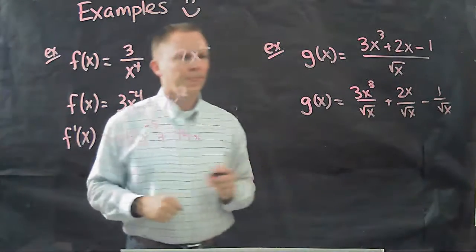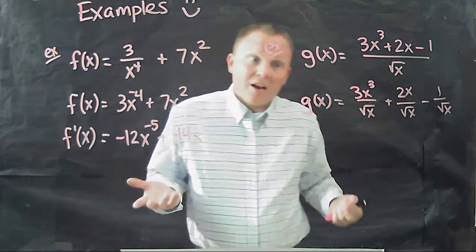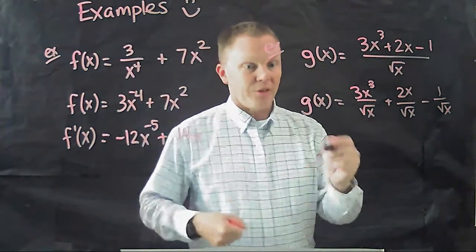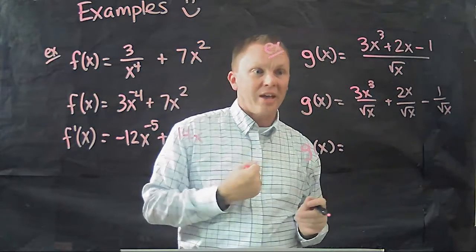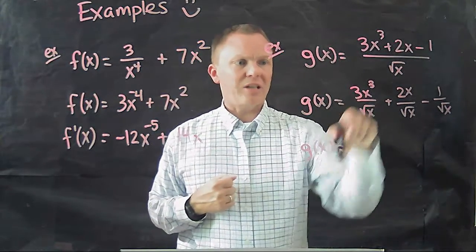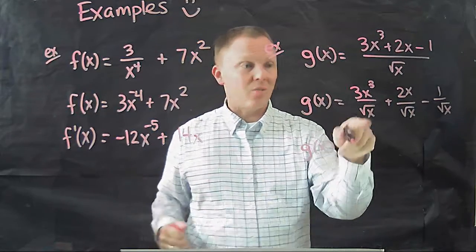Okay? So I've broken that into 3 separate fractions. And now we've got an algebra problem. We've got to deal with this, okay? So we've got to think about what these things are as exponents. So 3x cubed divided by square root of x, which is the same thing as x to the 1/2.